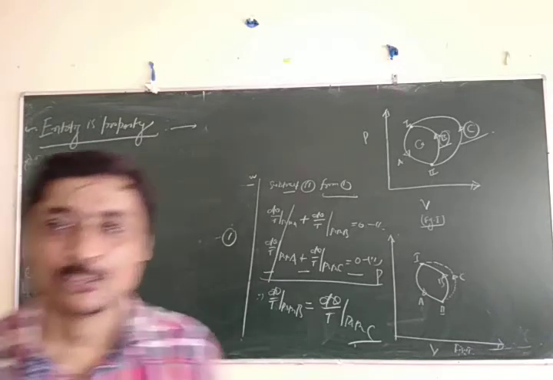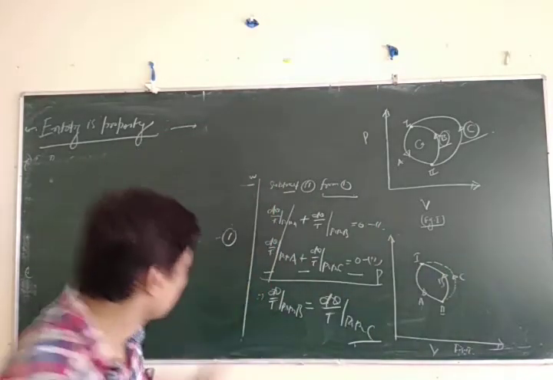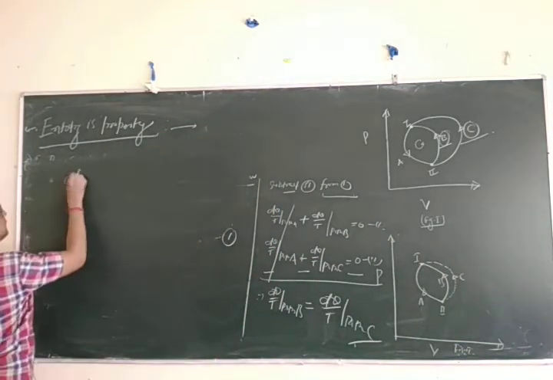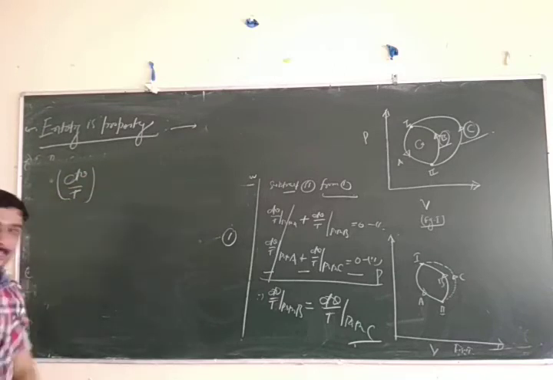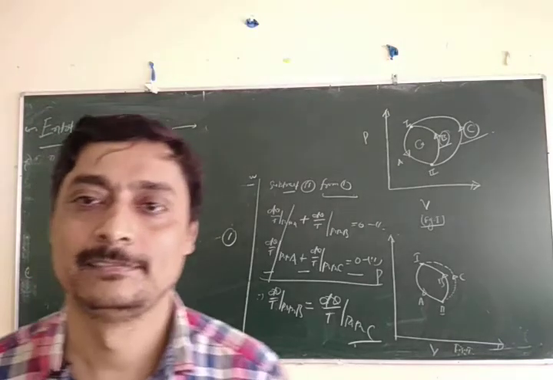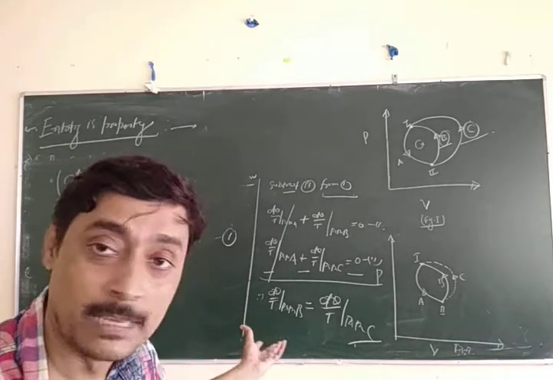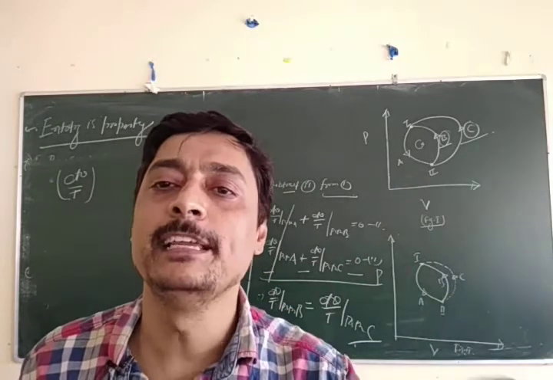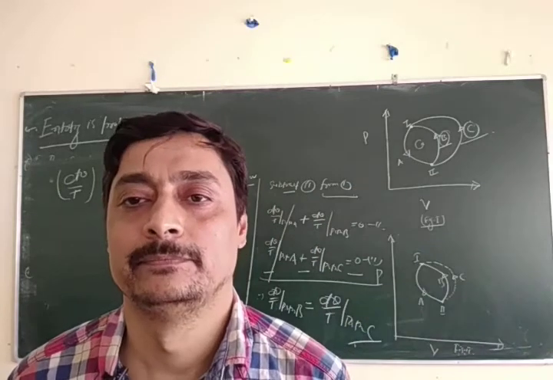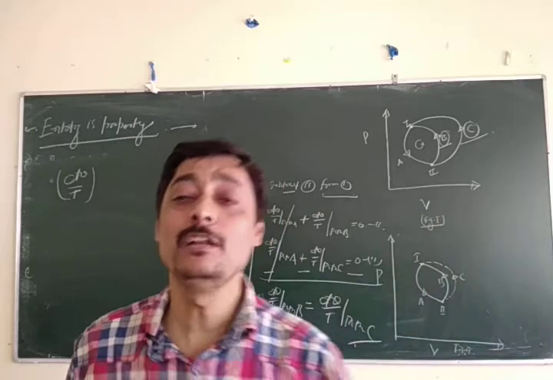Well, so this quantity. What is the conclusion? Whatever this quantity dq by t is, it does not depend on path. Because this dq by t for path B and this dq by t for path C, both quantities are the same. That means this dq by t will not depend on path.